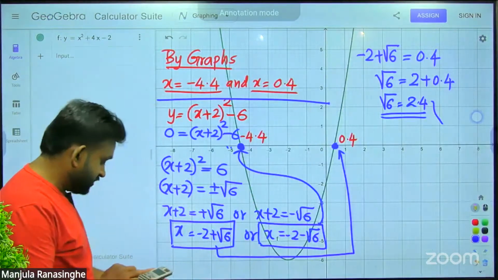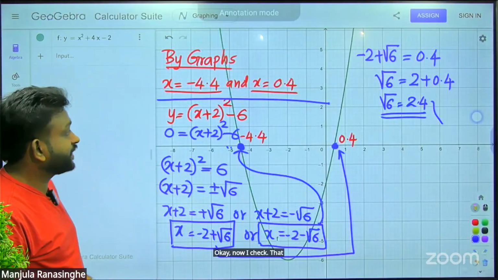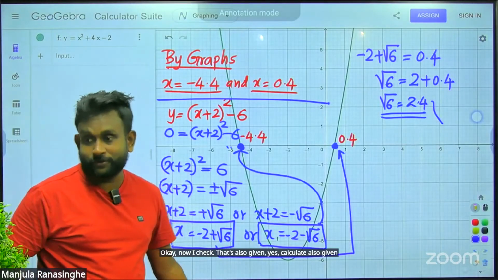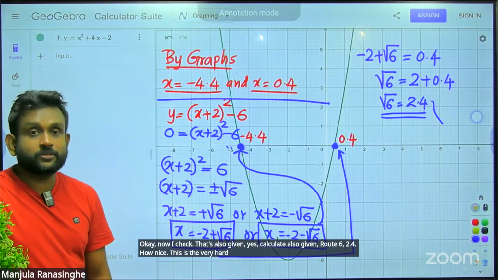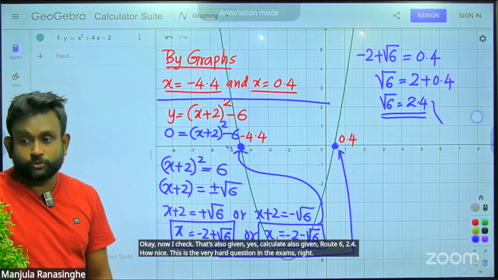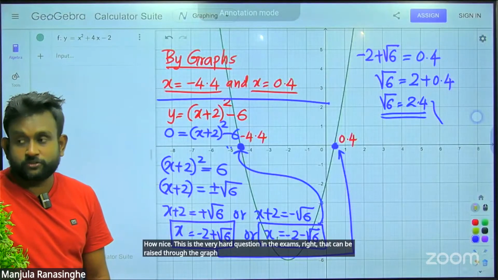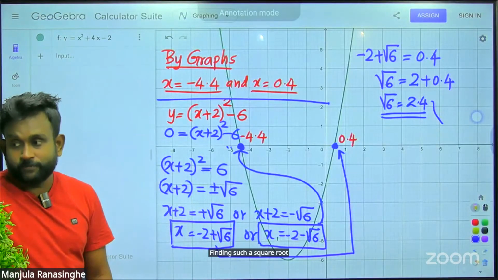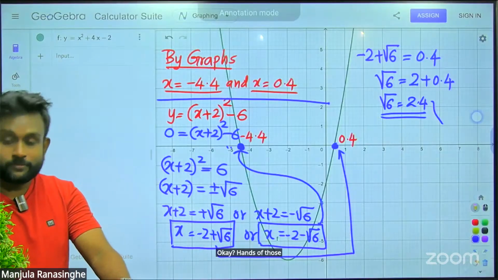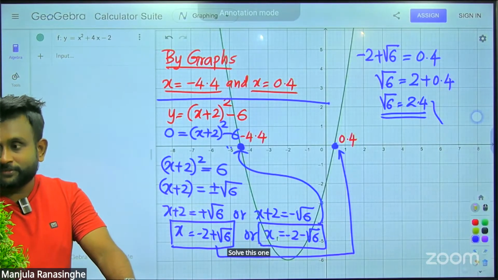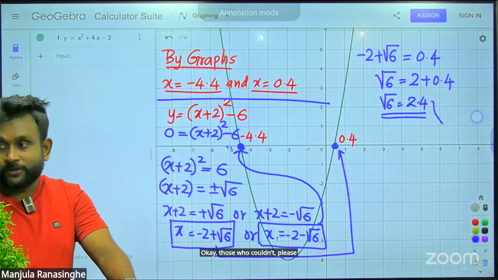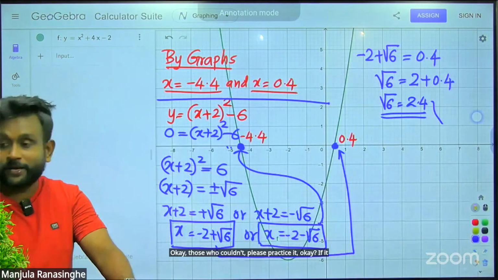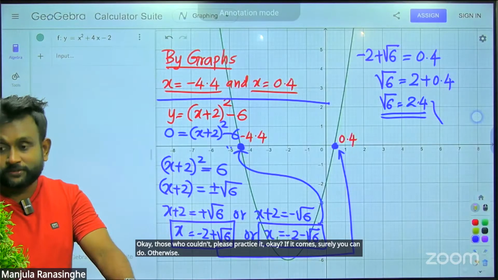Okay, now I check. That's also given. Yes, the calculator also gives root 6, 2.4. How nice. This is the very hardest question in the exams, and it can be raised through the graph, finding such a square root. Okay, hands up those who got this answer. Solve this one. Those who couldn't, please practice it. If it comes, surely you can do it, otherwise you cannot.